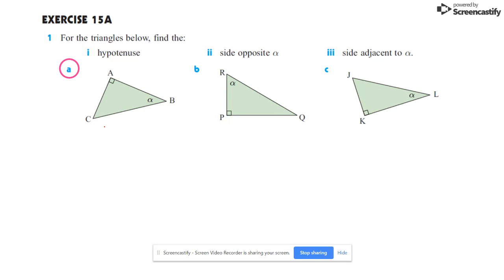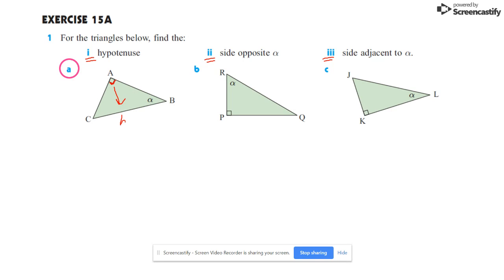Okay, so let's take a look here. We're just going to start jumping right in and use the knowledge that we have from before, and start working through a few of these triangles. For the triangles below, for part A, we want to name the hypotenuse, the side opposite, and the side adjacent to alpha.